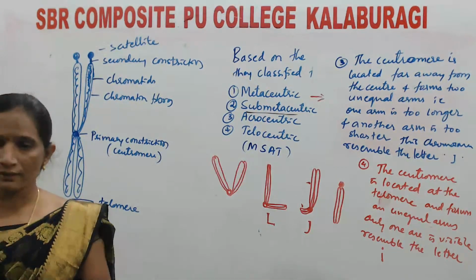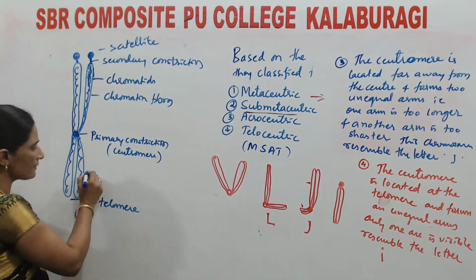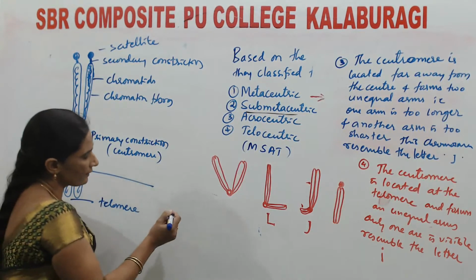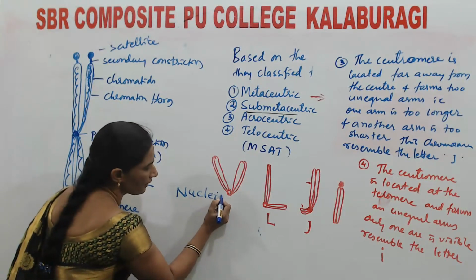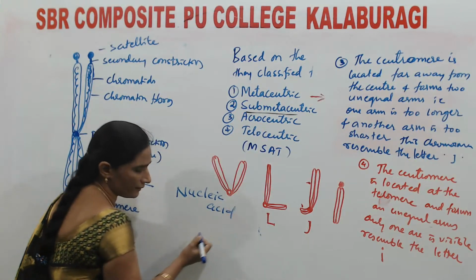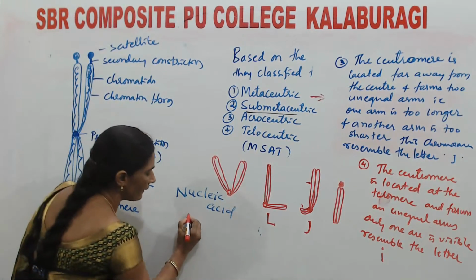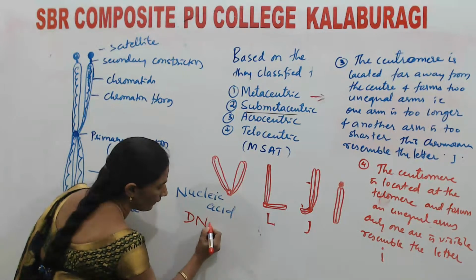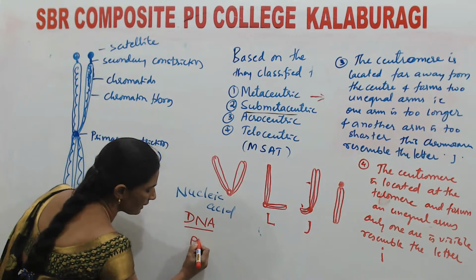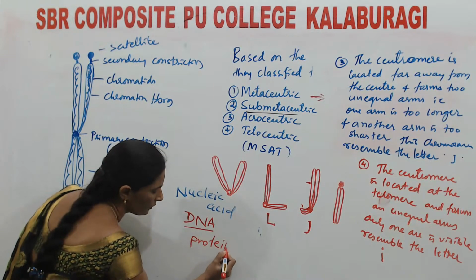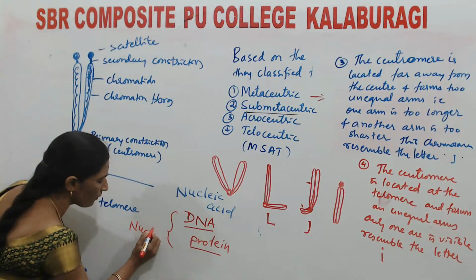One student asked a doubt about the chromosome. You know very well that the chromosome is chemically made up of what? It is chemically made up of nucleic acid. So what type of nucleic acid is present there? DNA. Okay, and along with this, protein also. So we call it a nucleoprotein.